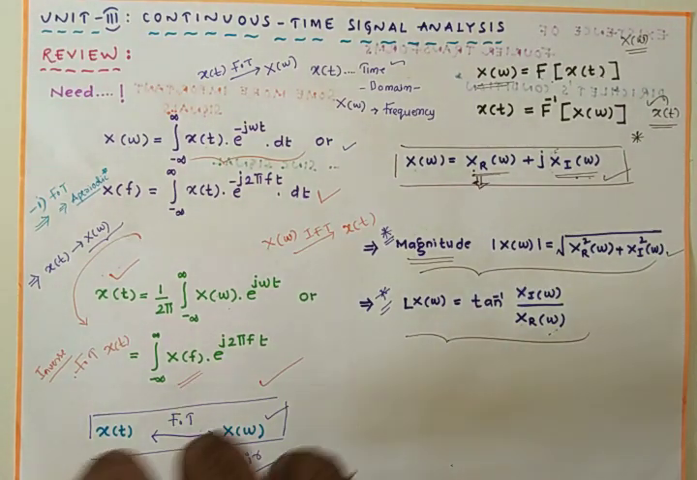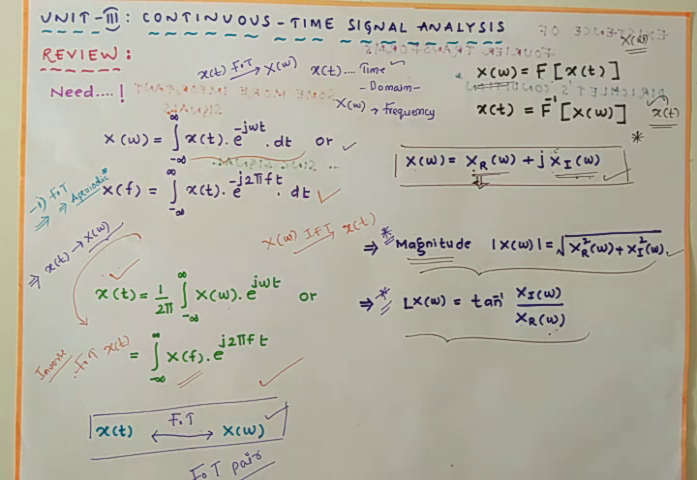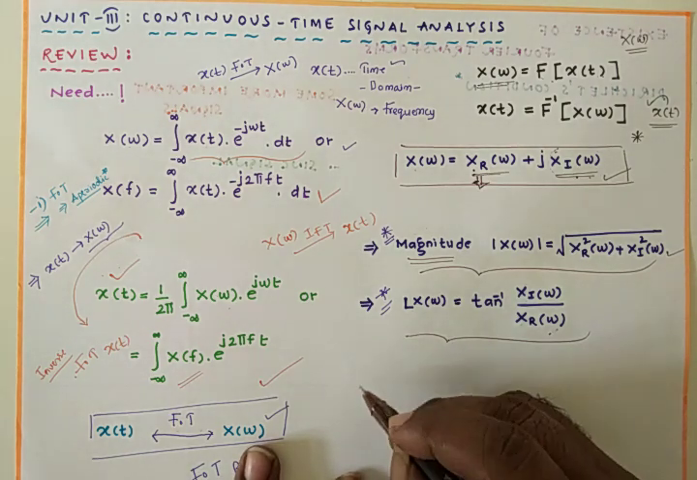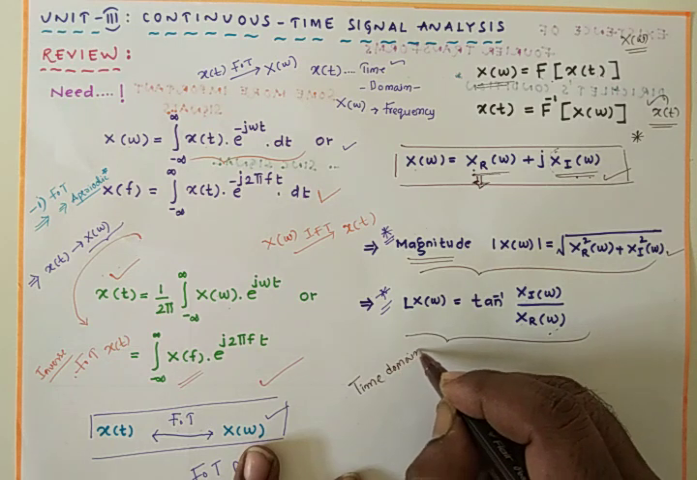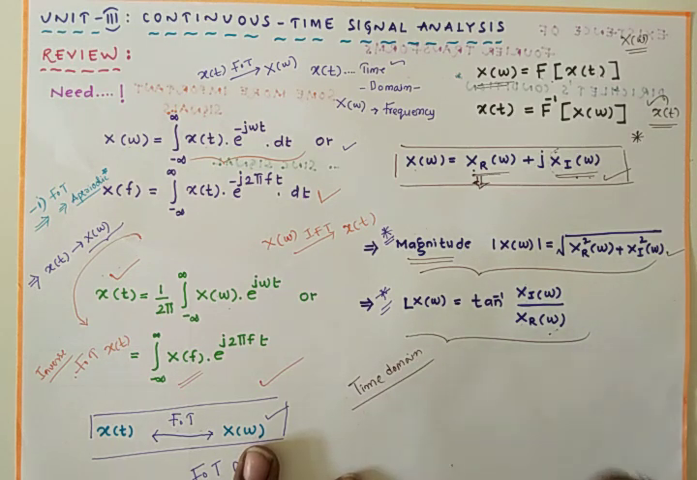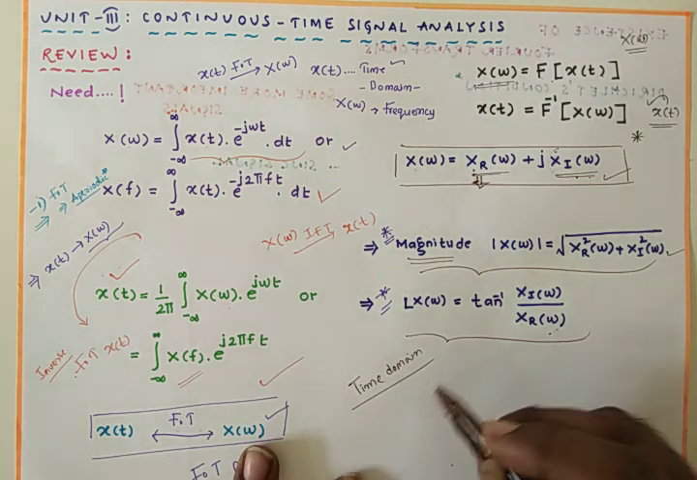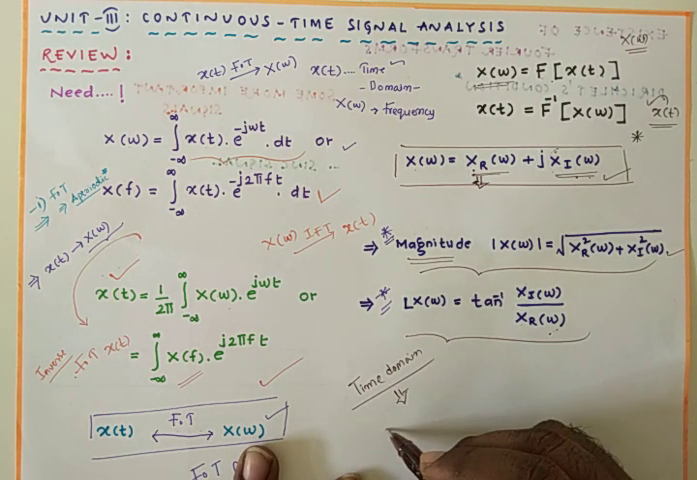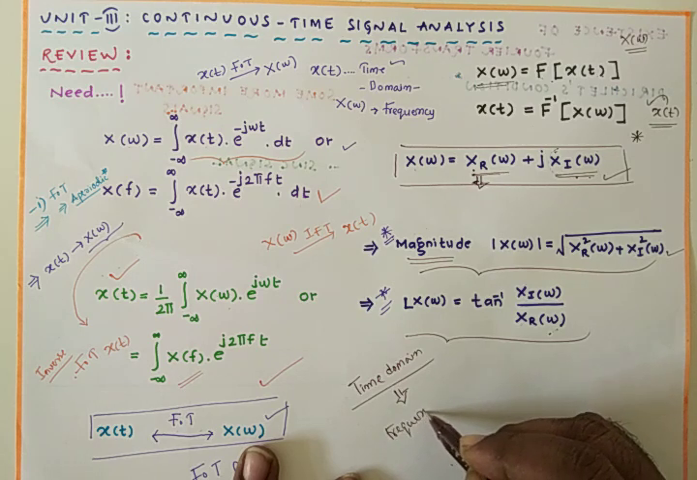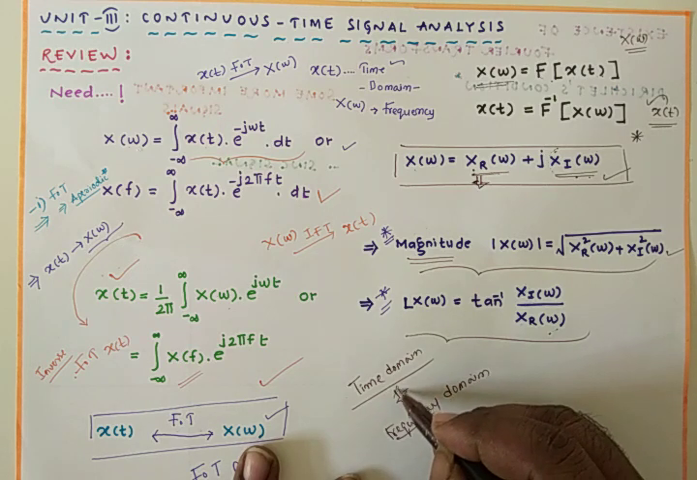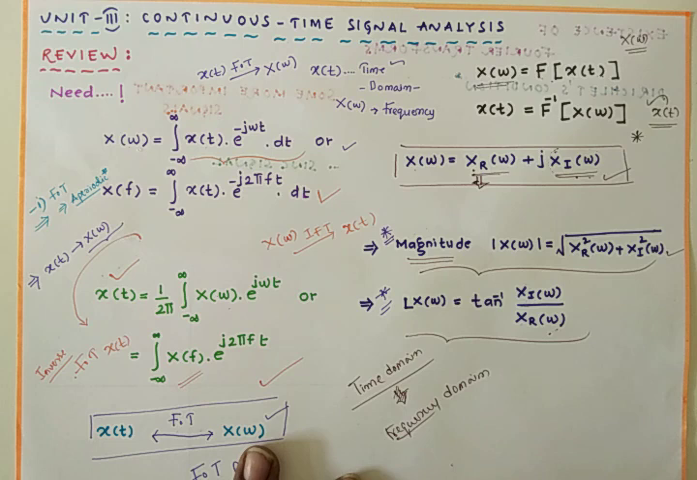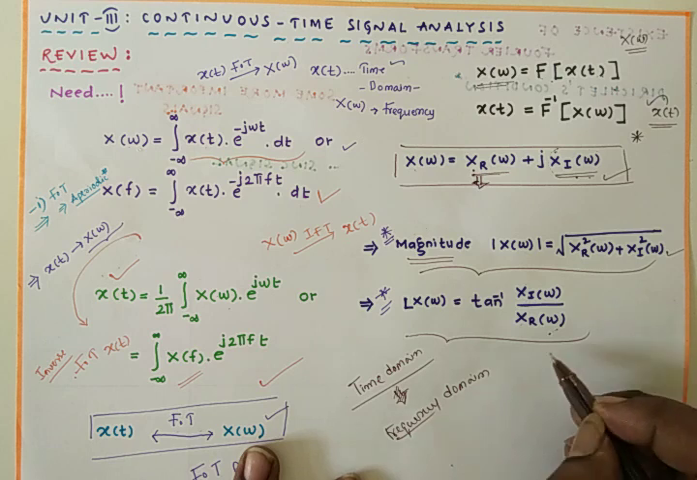So now I am going to conclude this review of the Fourier transform. First one: when the signal is in the time domain, it is difficult to analyze the signal, so we convert the time domain signal into the frequency domain signal. This point is noted here. If a signal is in the time domain, it is very difficult to analyze it, so we convert the time domain signal into the frequency domain signal. First point.